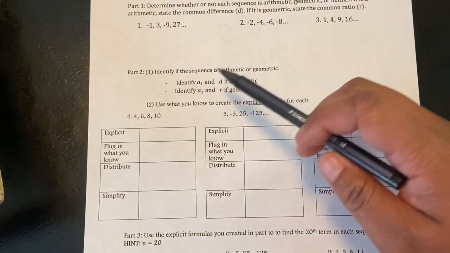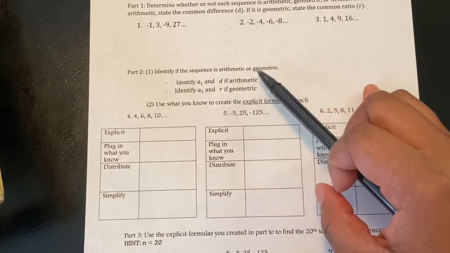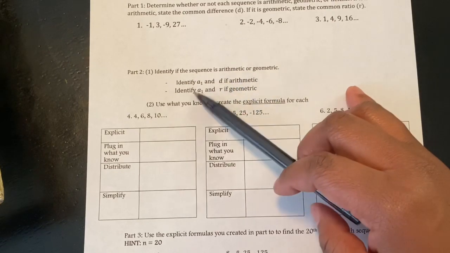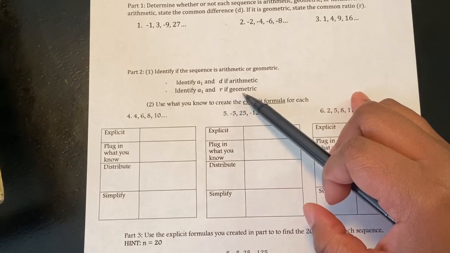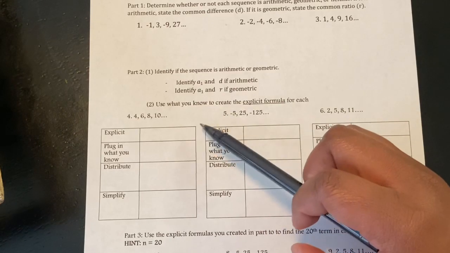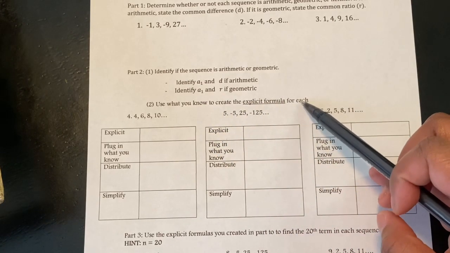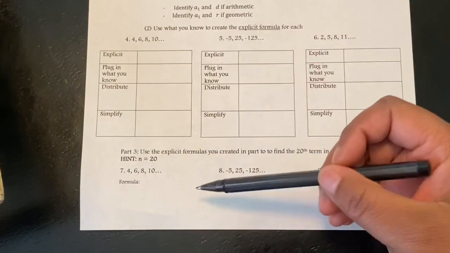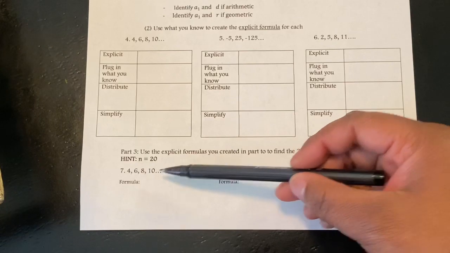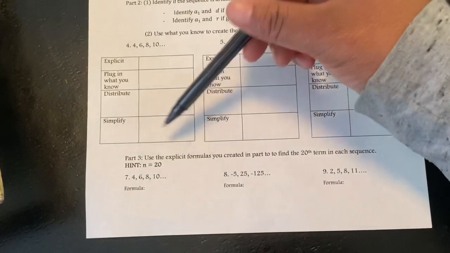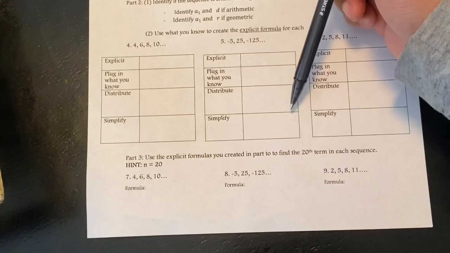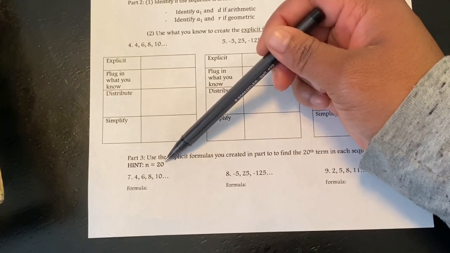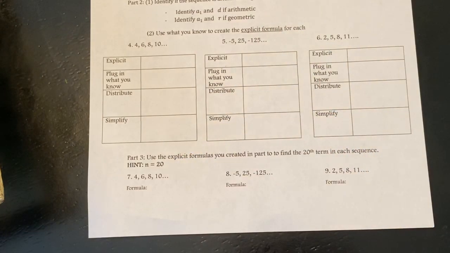Part 2 says, identify the sequence as arithmetic or geometric. Identify a sub 1 and D if it's arithmetic, and then a sub 1 and R if it's geometric. Then use what you know to create an explicit formula for each. Then part 3 says, find the 20th term. So use the explicit formula you created in part 2 to find the 20th term. So you're just going to take your formula and put in 20 wherever you see N. Again, we will go over this.